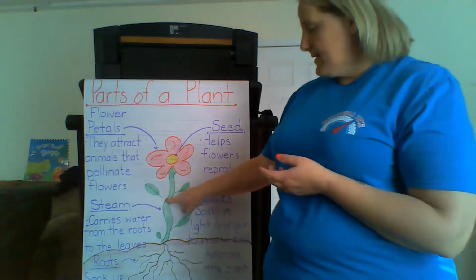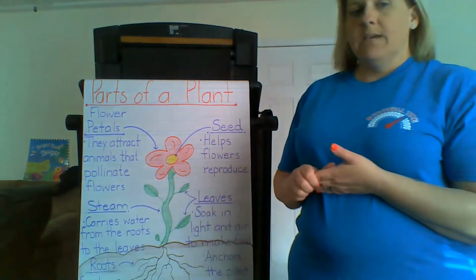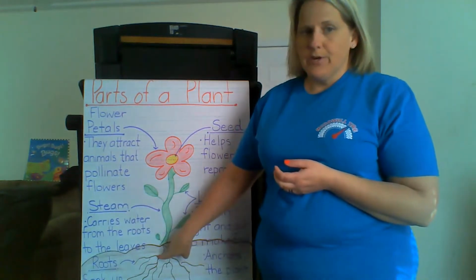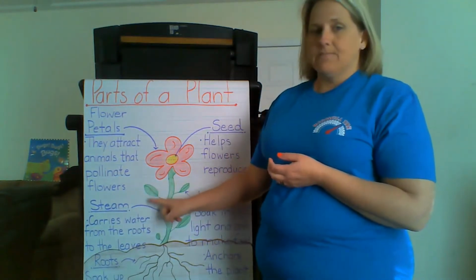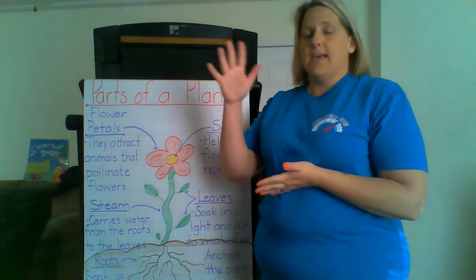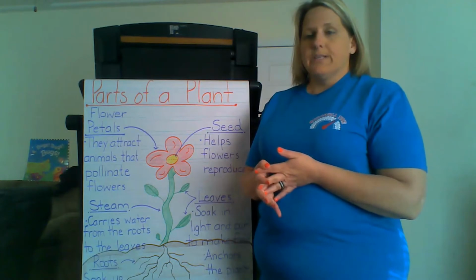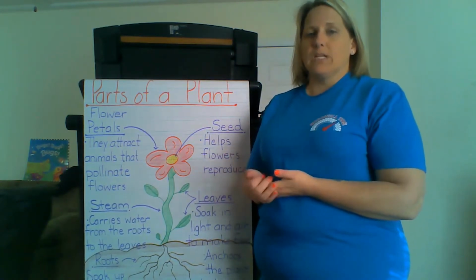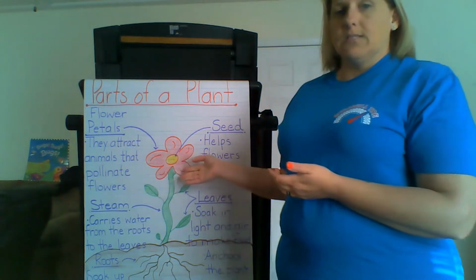Then we have the stem. The stem, it carries water from the roots, which is way down here, to the leaves. And so the plant needs water to grow, so it has to have lots of water to make it grow. Just like we need food, we need nutrients, and we need water to make us grow, so does the plant.